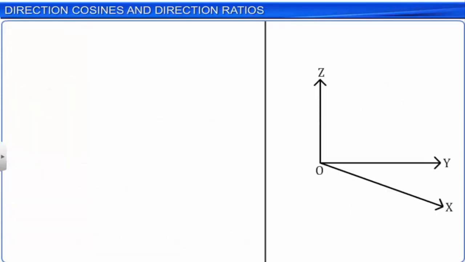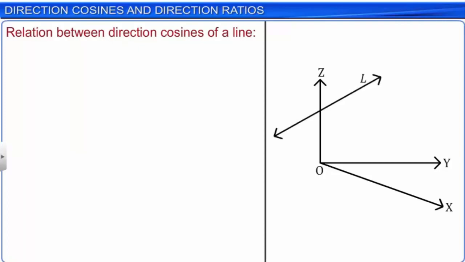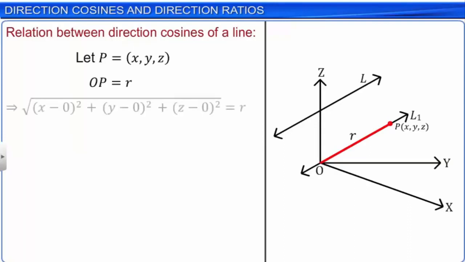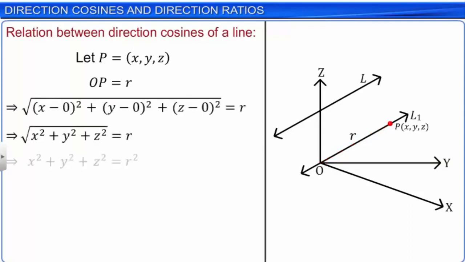Now, let us derive a relationship between the direction cosines of a directed line. Consider a line L in space. Draw a line L1 parallel to line L and passing through the origin. Consider a point P with the coordinates x, y, and z on line L1 such that its distance from origin O is r. This gives the relation x square plus y square plus z square is equal to r square. Let this be equation 1.